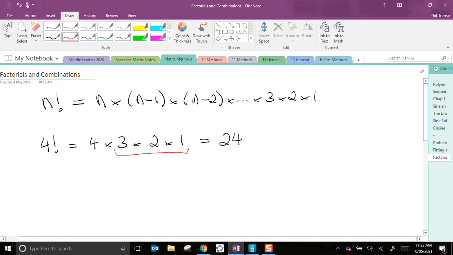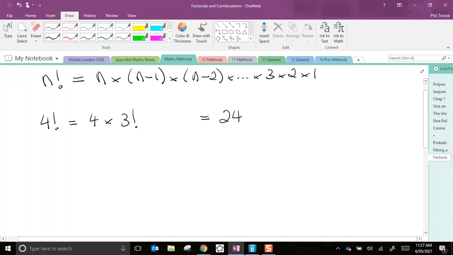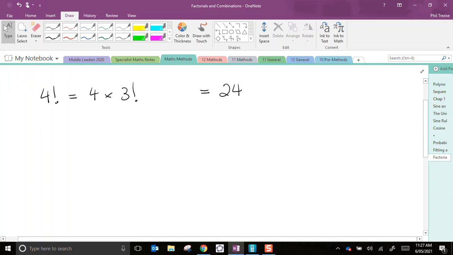So if I look at that 4 by 3 by 2 by 1, and I just focus here on 3 by 2 by 1, wouldn't that be the same as 3 factorial? Couldn't I save myself the effort of writing all of that if I simply put 4 times 3 factorial? And of course 3 factorial means 3 by 2 by 1. It's exactly the same. It's a much more compact way to write. Now it also leads to some interesting results.